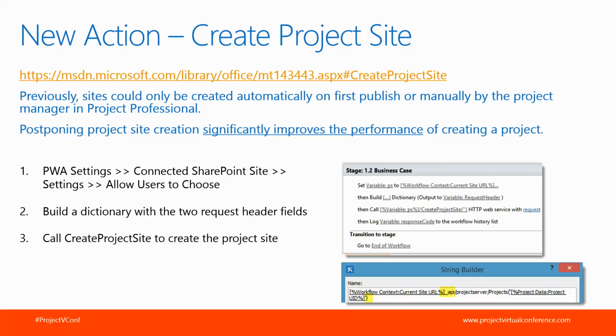And for this, you will follow a similar step. First thing you need to do is go into the Project Web App and set a setting to allow users to choose when their sites are created. You'll build, again, a dictionary of the header request fields, and then call the action to create the project site. Unlike the previous action we looked at, you don't need to wait for the project to be checked in. This one you can do at any time. It's a little easier, a little shorter here in the steps.